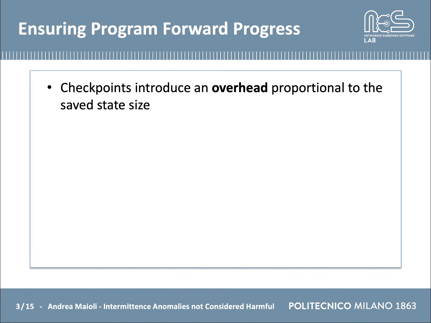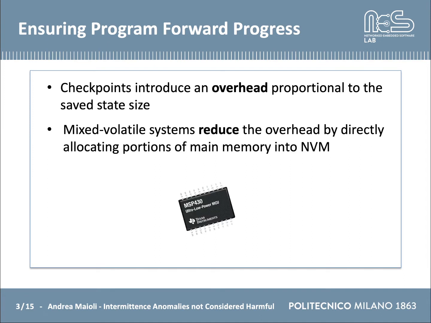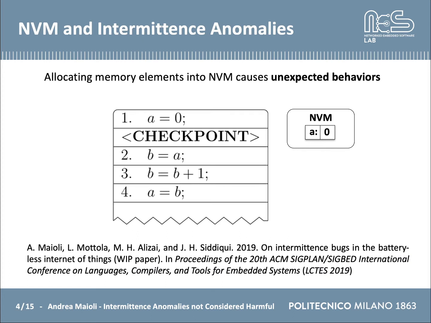Unfortunately, checkpoint operations introduce an energy and computational overhead that are proportional to the size of the data they save, as this energy could be used for the normal computation. To reduce such overhead, mixed volatile systems allocate portions of the main memory into their internal and directly addressable non-volatile memories. These portions could be either single variables or entire memory sections. However, this causes an unexpected behavior recognized in the literature as intermittence anomalies.